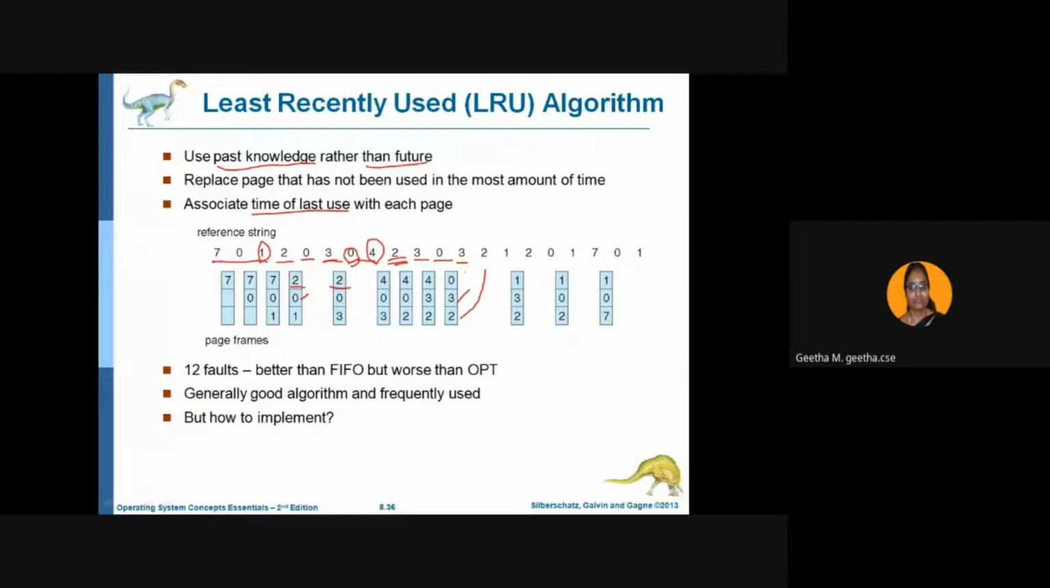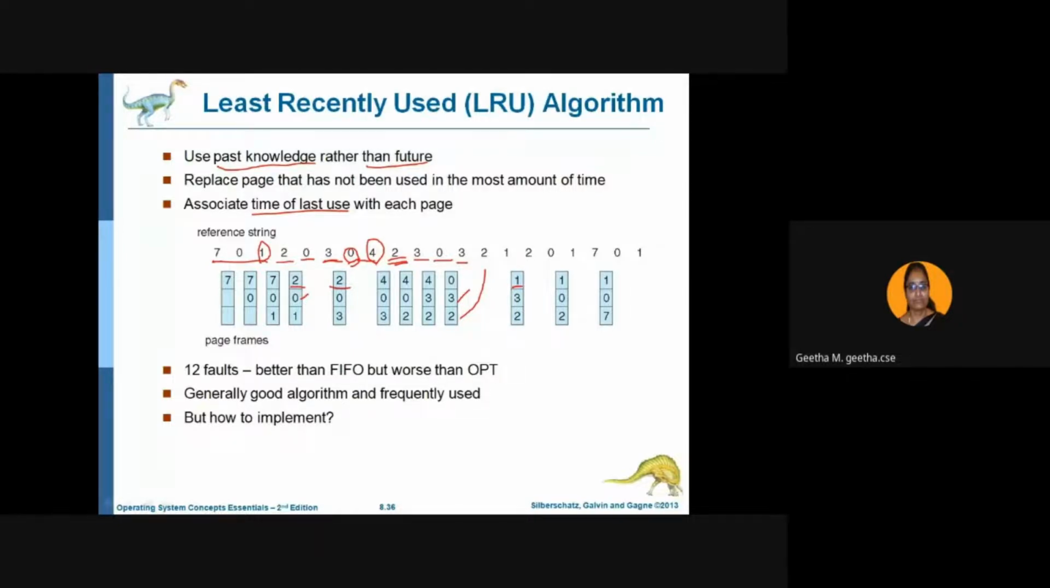So in this case, it has to find a victim to be replaced. The pages are 0, 3 and 2 in the frames. Among these 3 pages, 2 has been referred to recently, then prior to that 3 is referred. So 0 is not referred for a long time. So now 0 will be replaced by 1. So now the pages are 1, 3 and 2.